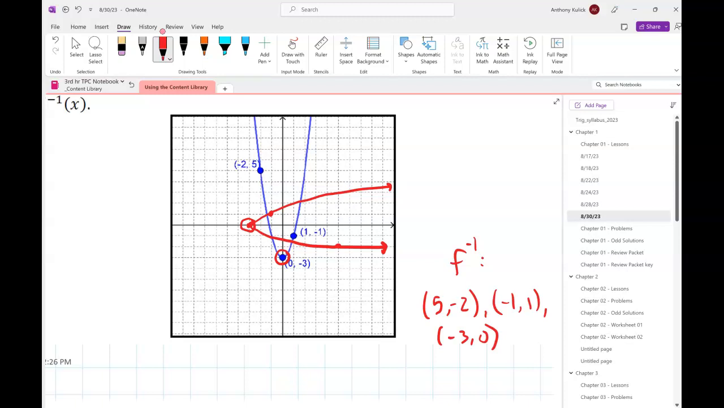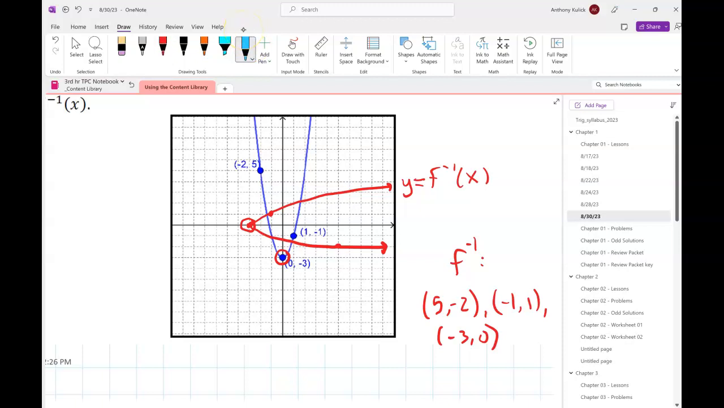Is everybody okay there? Notice, is F inverse a function? No. Why not? It fails the vertical line test. Excellent.